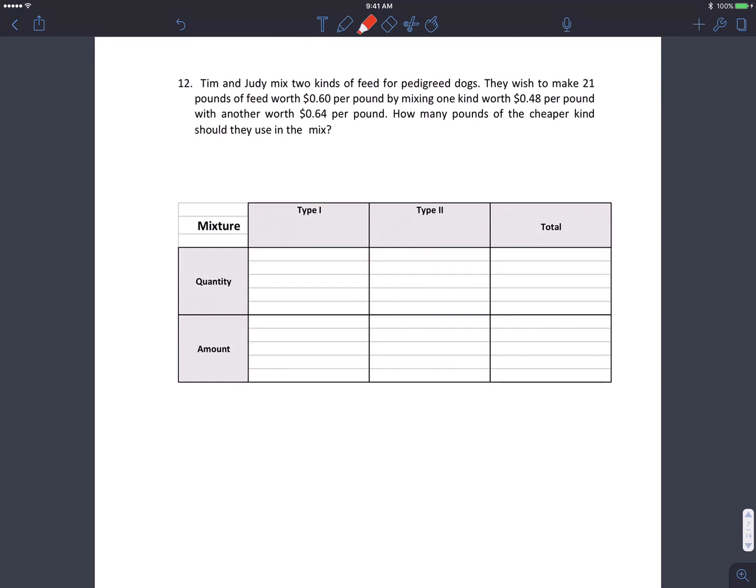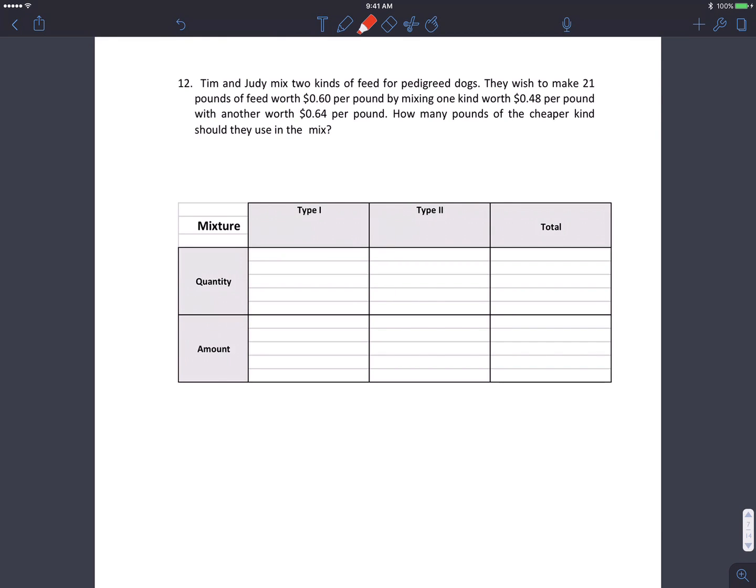Number 12. Tim and Judy mix 2 kinds of feed for dogs. Now, the second sentence has all the information we need, believe it or not. I want to point out that the second sentence is going to have some information that's silent. And wherever you have a quantity that is silent, that's going to be what your variables are. And if it's silent in terms of quantity, we're going to call that a variable x, or we're going to call it y. And that's the key.